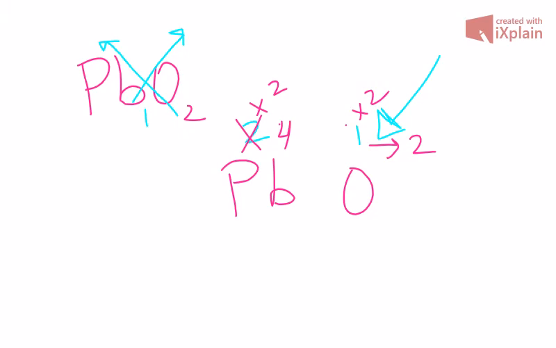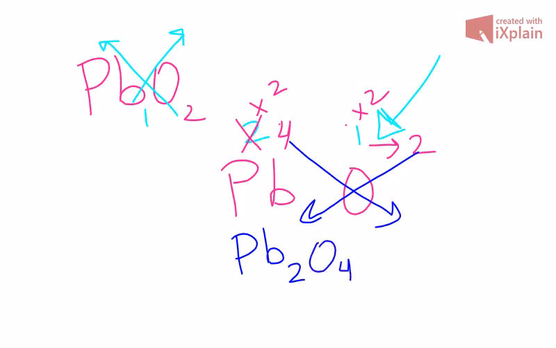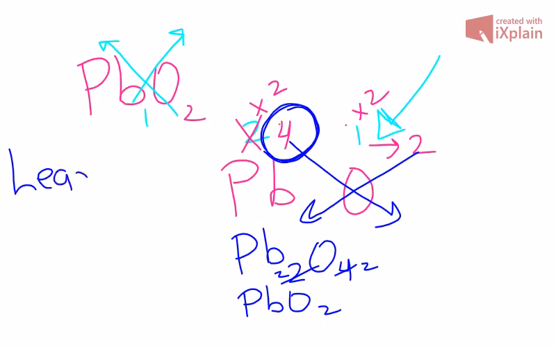So really what this formula would have looked like before it was reduced is this 2 comes here and this 4 comes here. It would be Pb2O4. But when you reduce it, it becomes PbO2, right? Because they both get reduced by 2. So what was the actual charge on lead originally before it was reduced? It was 4. So when I go to name this, it's going to be lead 4 oxide. Okay?